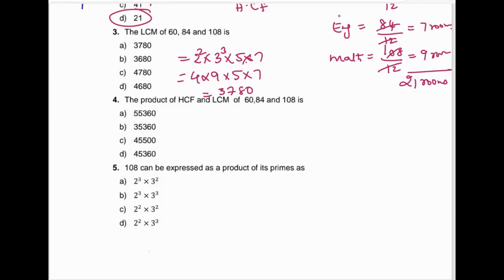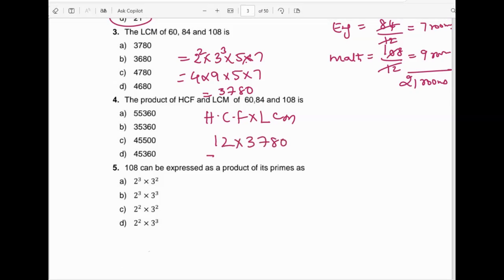Then the next question is, what is the product of HCF and LCM? You should just multiply the HCF and the LCM. So that will be 12 into 3780. When you multiply these two, we get the answer as 45360.